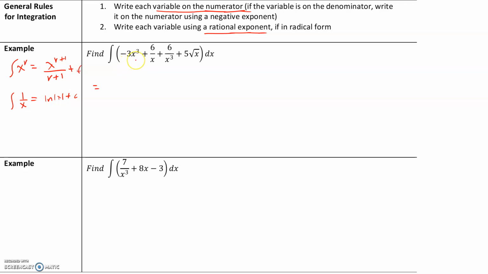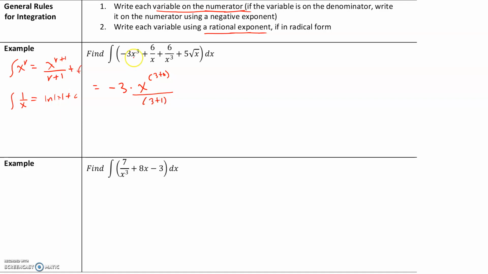We have negative 3x to the third. Now when we take the antiderivative of this, we're going to apply this formula. It's in the form of x to the r. Negative 3, that's a constant. So it's going to be negative 3 times x to the, follow the formula, r is 3, so r plus 1 is going to be 3 plus 1. And we're going to divide that by r plus 1, which is 3 plus 1. Just to keep it consistent, I'll write this as 3 plus 1.